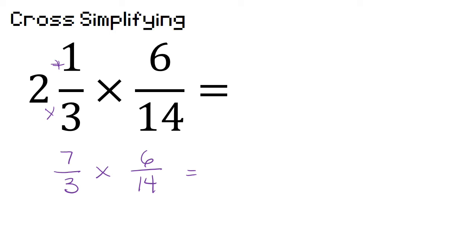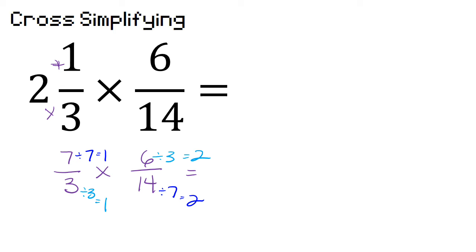Let's look at 3 and 6. Our greatest common factor is 3. So 3 divided by 3 is equal to 1, and 6 divided by 3 is 2. Now let's cross-simplify 7 and 14. Our greatest common factor of 7 and 14 is 7. So 7 divided by 7 is 1, and 14 divided by 7 is 2.